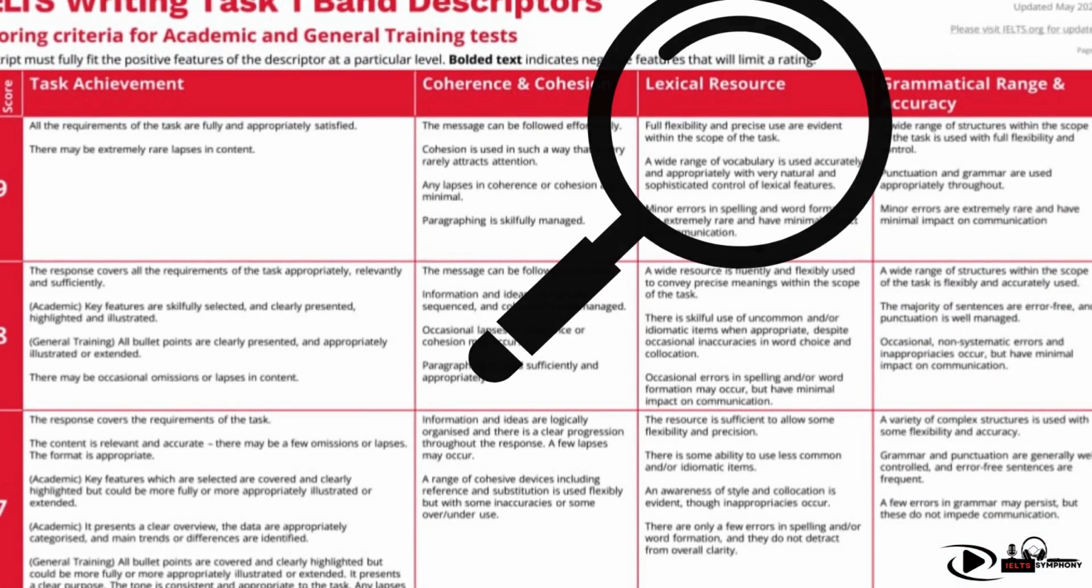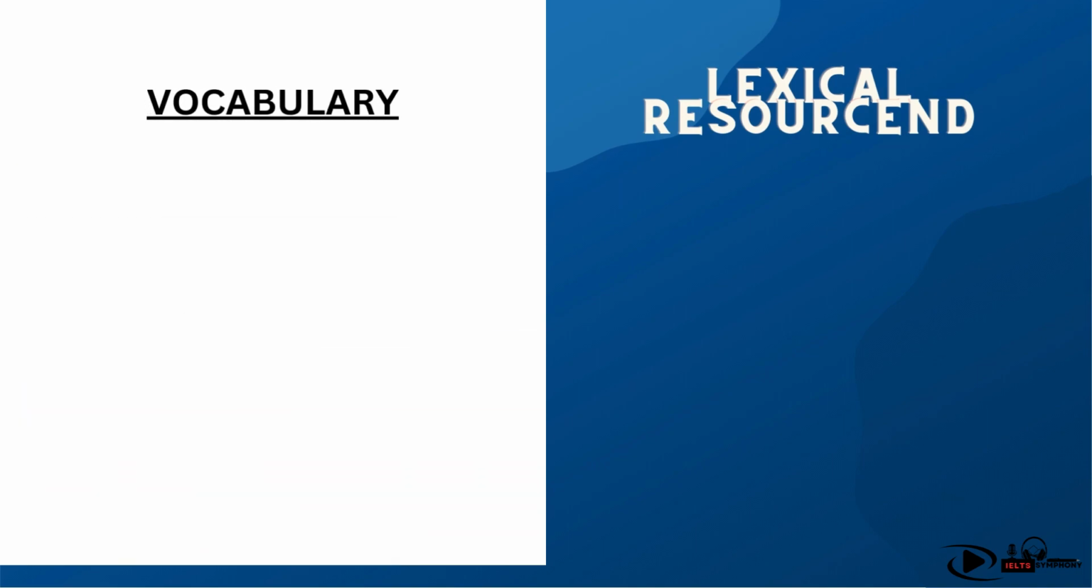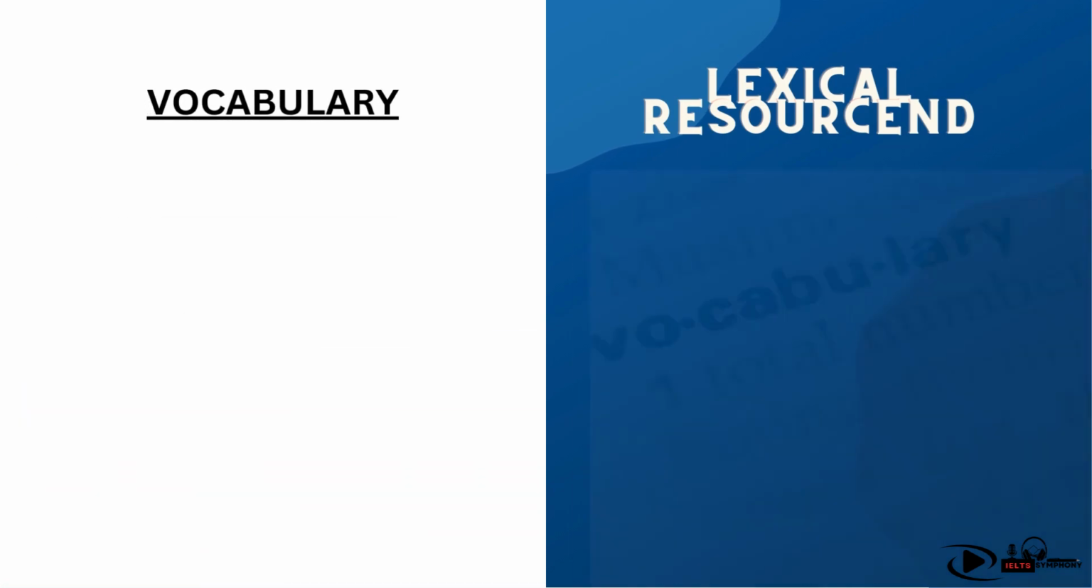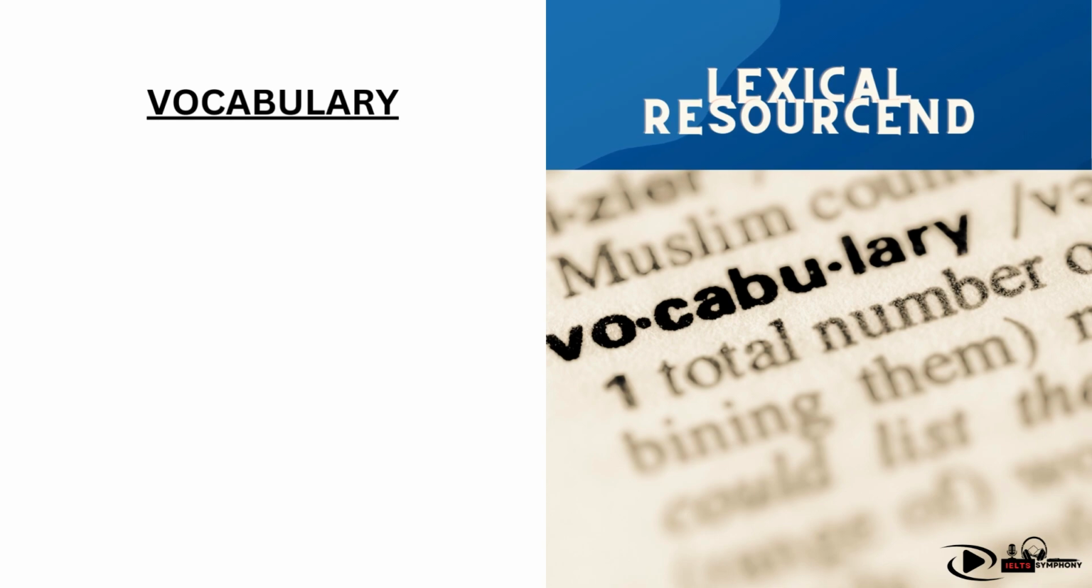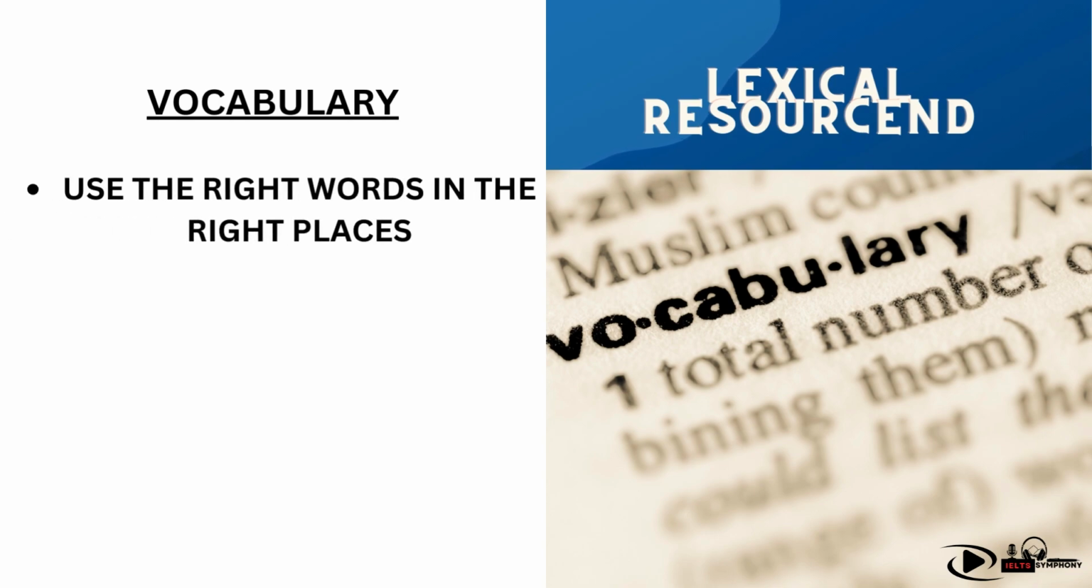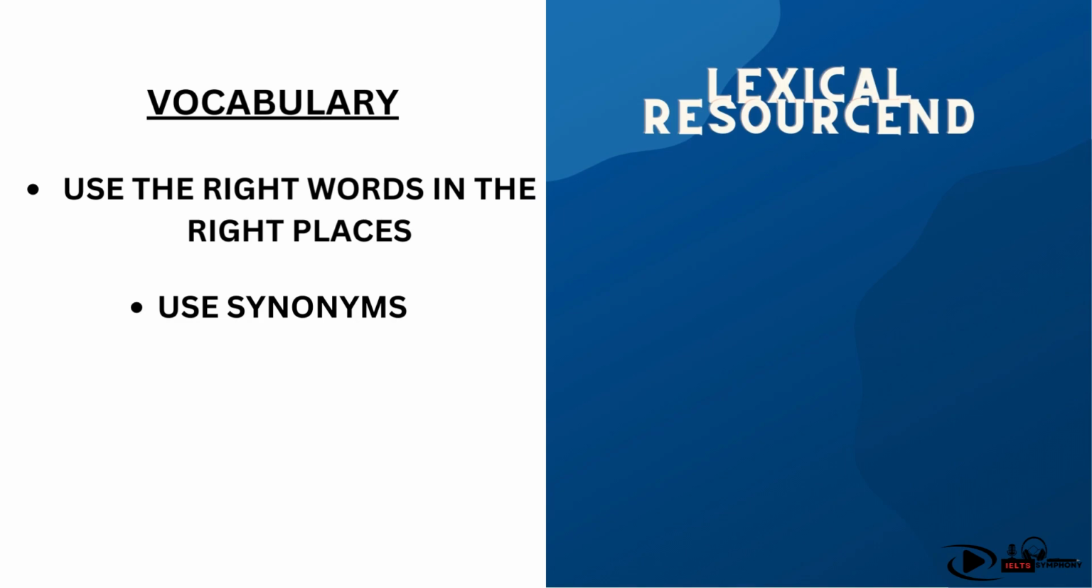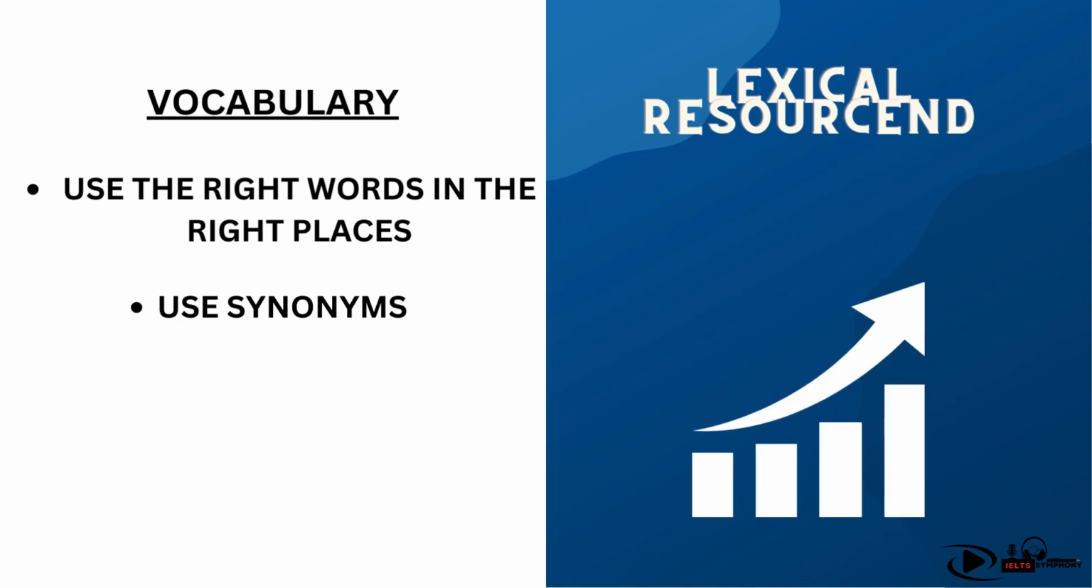3. Lexical resource. Lexical resource is just a fancy way of saying vocabulary. You want to show off your range of vocabulary, but also make sure you're using the right words in the right places. Instead of repeating the same words over and over, try using synonyms. For example, if you're describing a graph that shows an increase, you could use words like rise, climb, or growth.